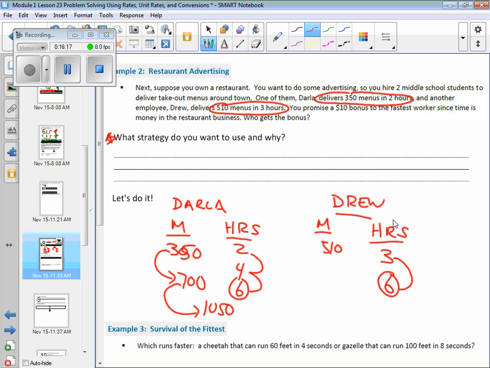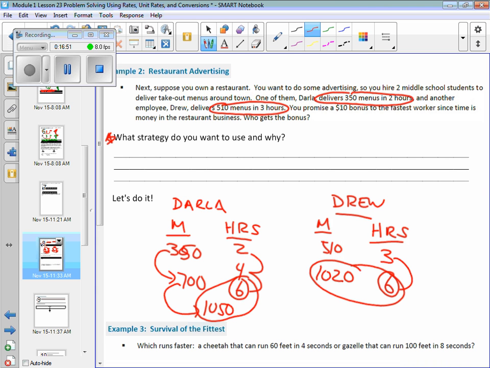And I got to count by 510 here. Now I can take a look at this, yes. And I still prove my point that Darla is more efficient because she's got 1,050 in 6 hours compared to Drew, which is 1,020. It still works. But there's a lot more chance of you making a math error when you count by 350s and count by 510s. That's why I think TRF is a little bit better method.